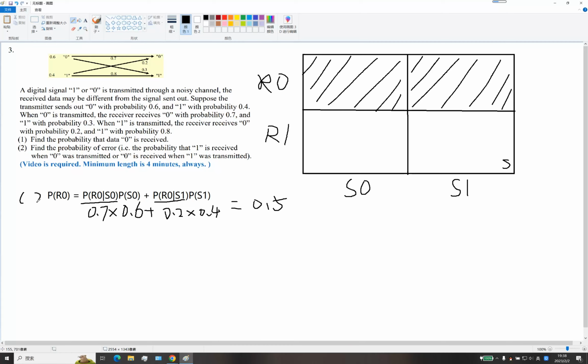And we can look at question 2. Find the probability of error. Error has two situations. The first is the probability that 1 is received when 0 is transmitted, or 0 is received when 1 is transmitted. So this is the error of send 0 but receive 1, or send 1 receive 0.